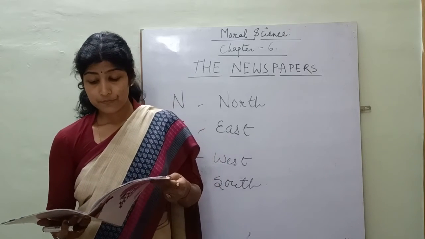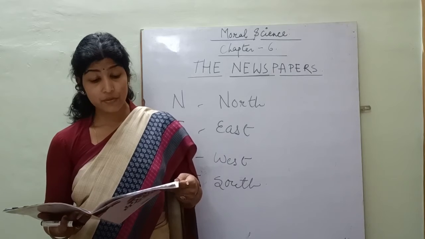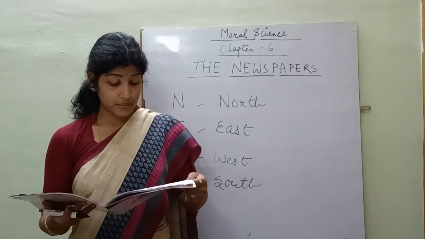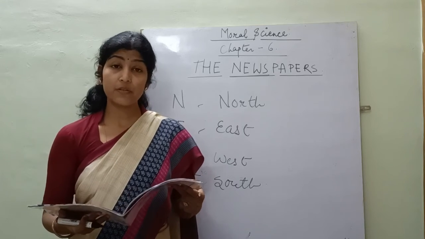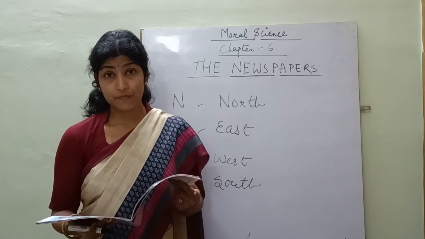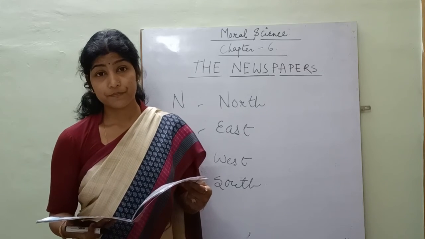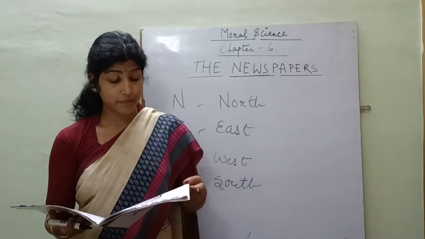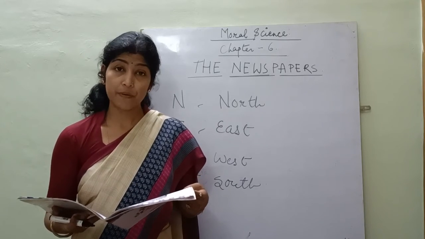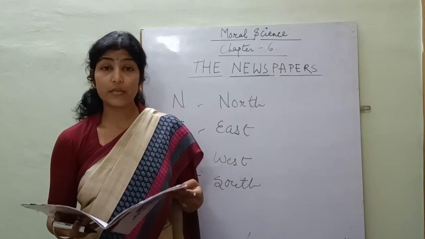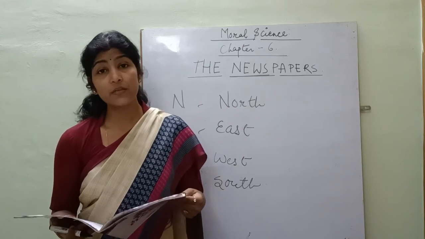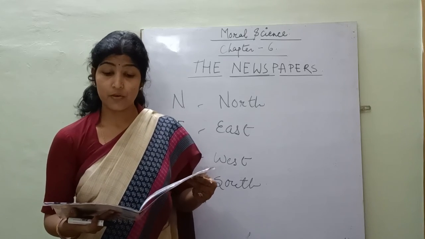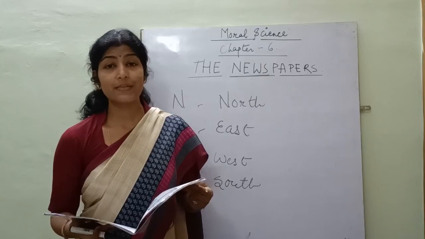So, I have explained to you the first page of this chapter, that is the newspaper, given on page number 19. In the next video, I will explain to you the next page of this chapter. Okay students, till then, do one thing: just read this topic, the newspaper, again and again, and try to learn the hard words and their meaning also. Till then, take care.